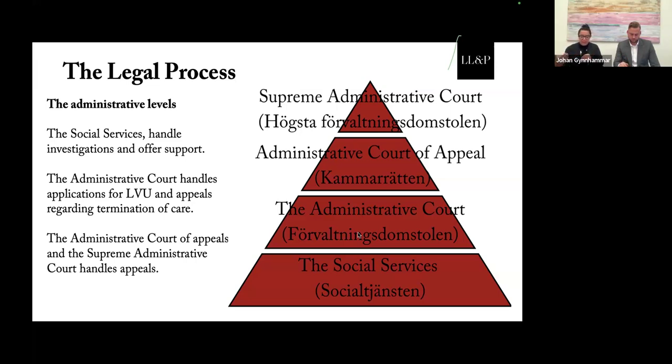When, for example, Förvaltningsrätten has said that there should be an LVU and you as a parent do not agree with this at all, then you go further through your lawyer, of course, to Kammarrätten. And if the appeal in Kammarrätten does not go the way you wish, there is a possibility to appeal further to Högsta Förvaltningsdomstolen. So that's kind of how the pyramid looks.